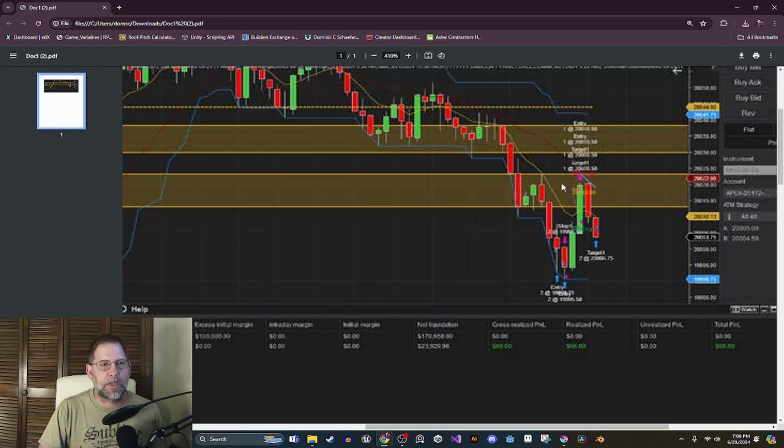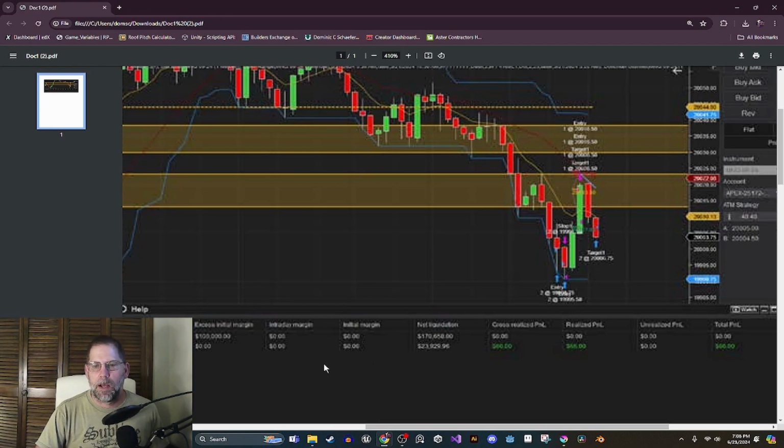And then it came up into this order block, which I have marked here. I let it get to the center of that order block, put my stop loss about 2 or 3 ticks above that order block, and I went for a 2-to-1 risk to reward. It came down and filled right here. After that trade, I was up $66, and I called it a day. And so this is what this says here, $66.